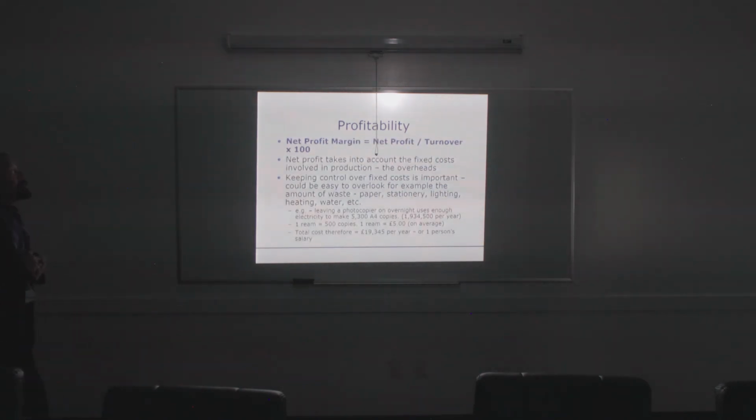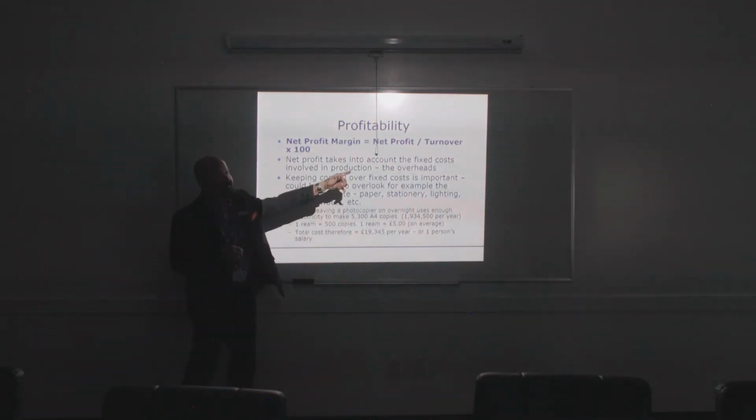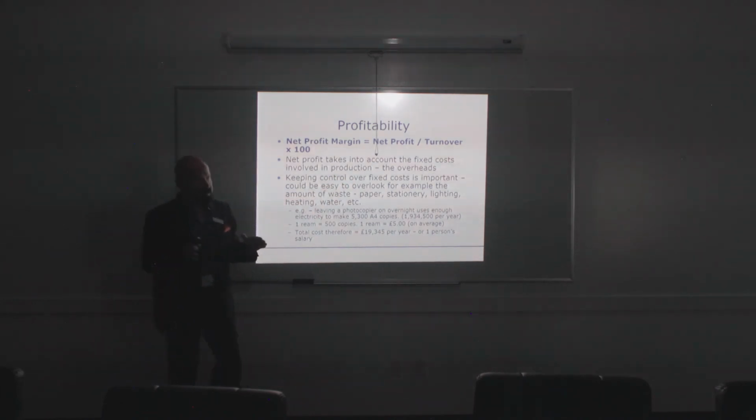Net profit margin equals net profit divided by turnover times 100. Net profit takes into account the fixed costs involved in production, the overhead. These are the costs that don't really change. They stay all the time. Now, one good thing about fixed costs is that they don't fluctuate. The other thing about fixed costs that's not so good is that you've got to pay the same amount every month or every quarter, whatever it is.